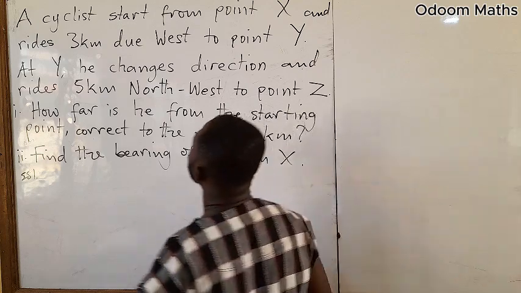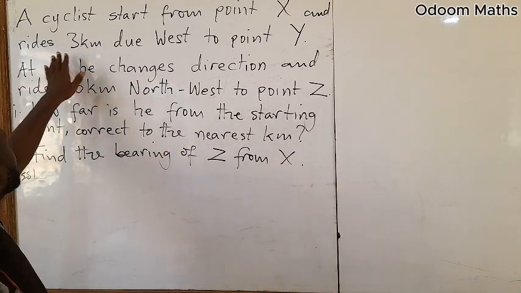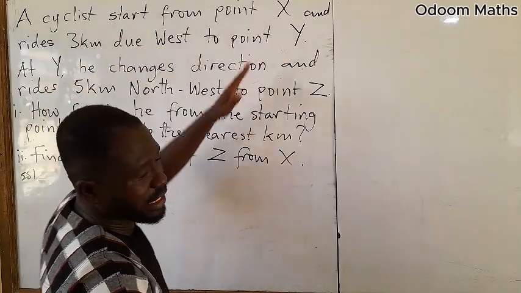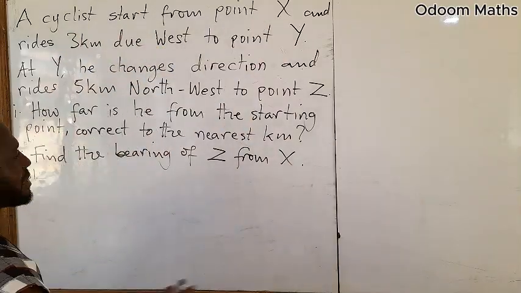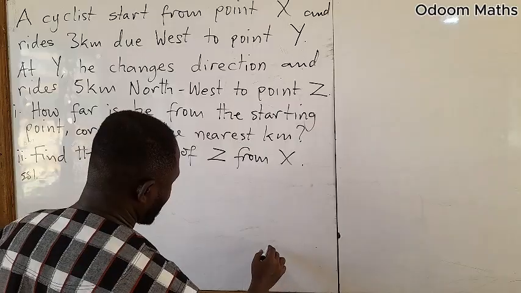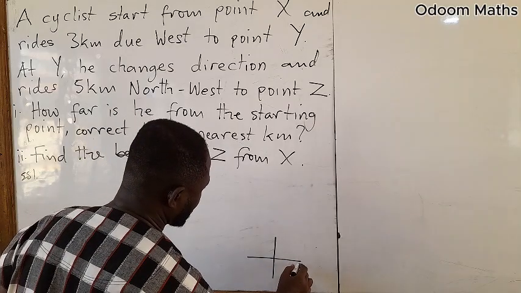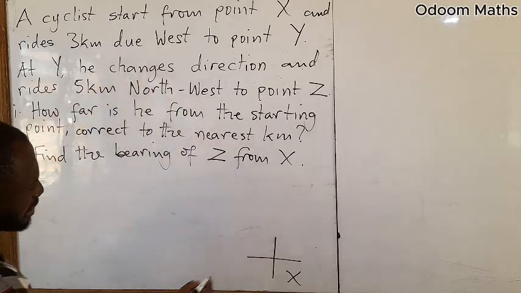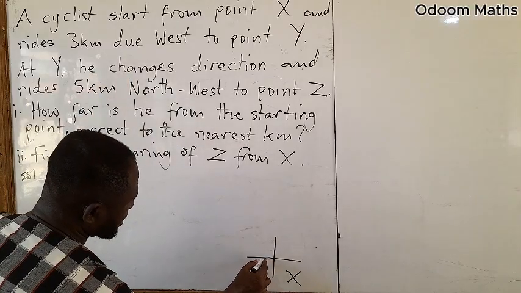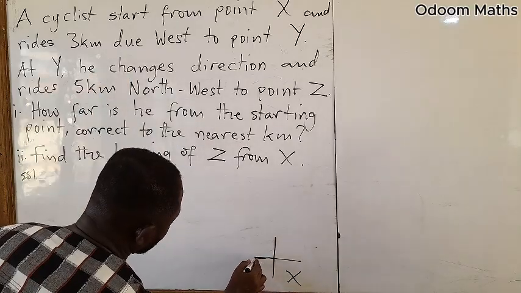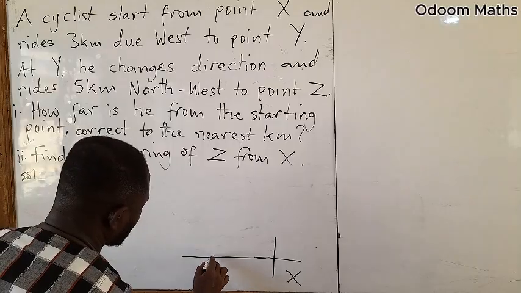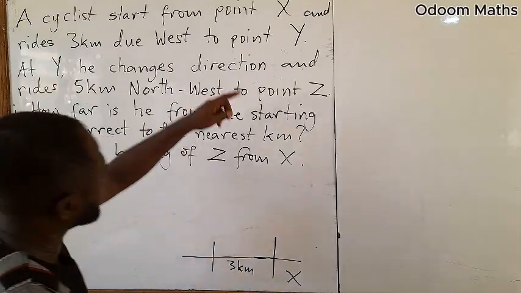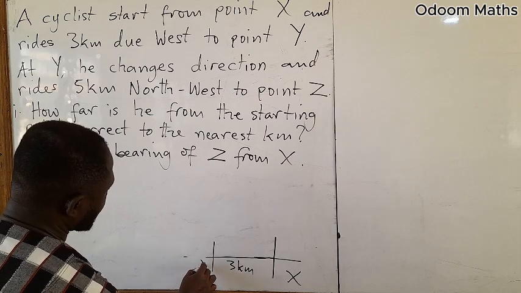Now, look at this. 3 kilometers due west, so X is on the eastern side. Let me bring the first point here. So that is X. Now, due west 3 kilometers, so I'm moving towards this direction. 3 kilometers. So let me end here, 3 kilometers to point Y. So this is point Y.